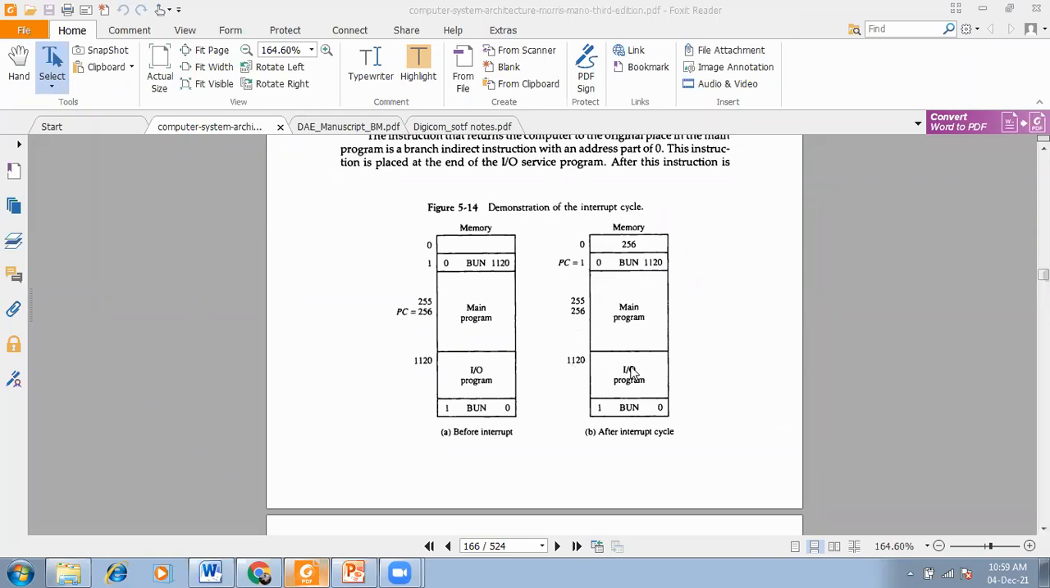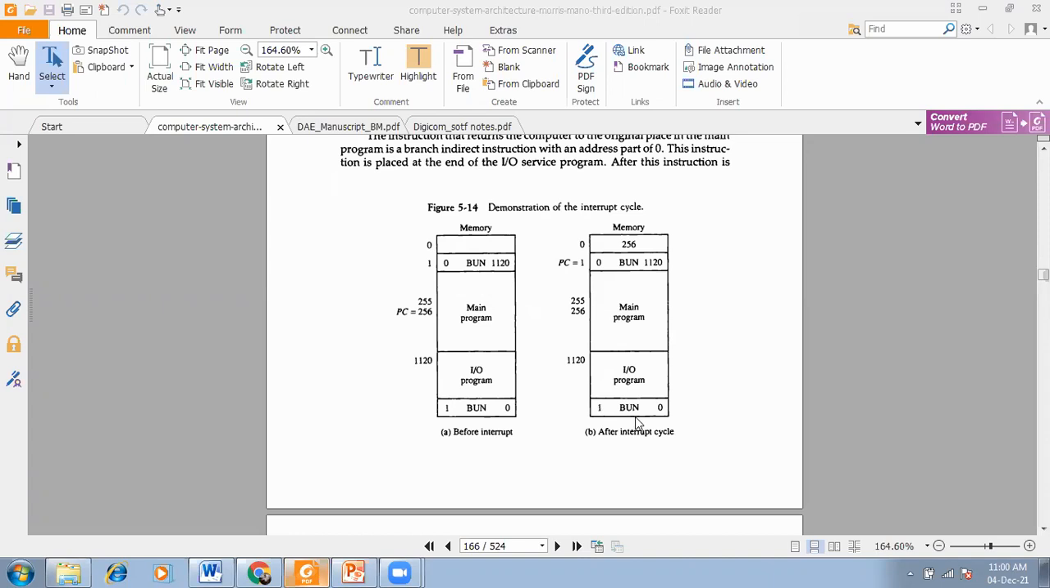Now the IO program is written. The IO program means INPR, OUTR or FGI, FGO, whatever sort of operations. That means the data communication takes place between the input device and the computer, and the computer and the output device. After finishing that, it will come again to 1 BUN 0. Why is it written so? Because your returning address is written at 0 location. Okay, so that's why, and it is 1. See here, it is 1. That means it is not direct addressing, it is indirect addressing.